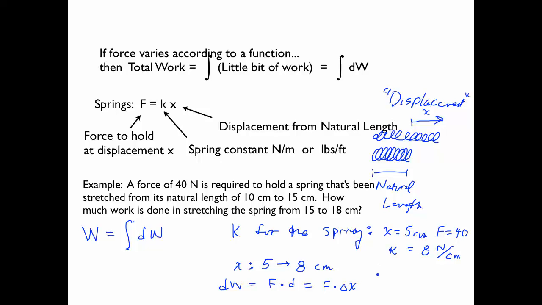So what is the force? Well, the force is kx. What is my k? 8. So force is 8x. There's my force, 8x. And then my distance is going to be a little bit of change in x. So I should be writing delta W here.